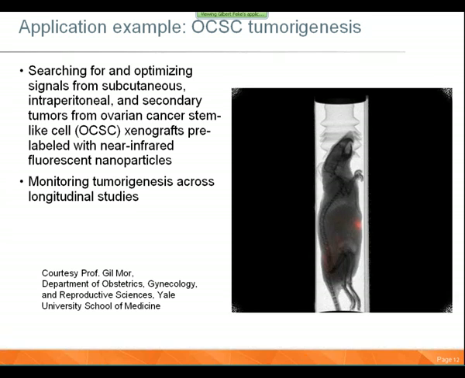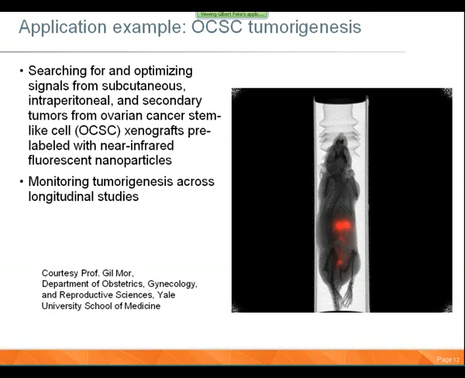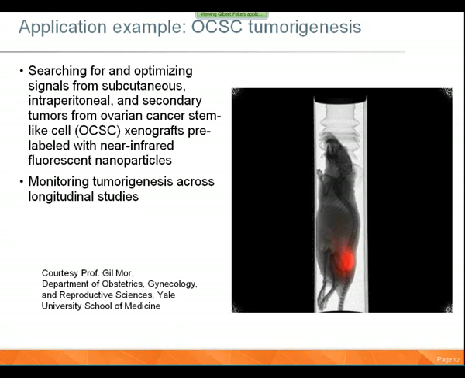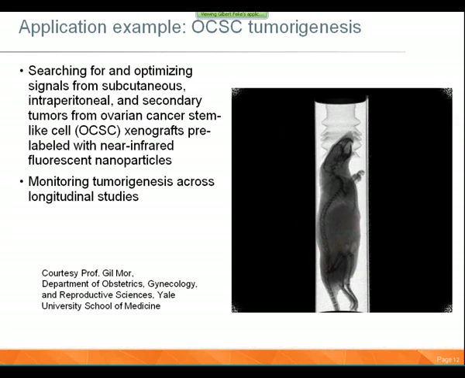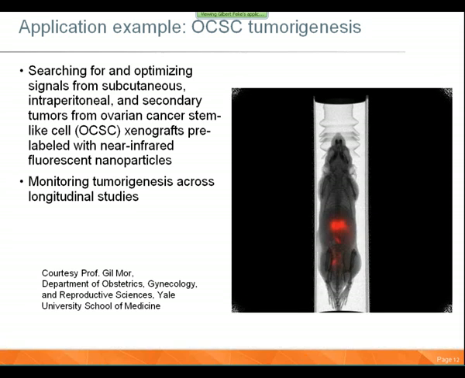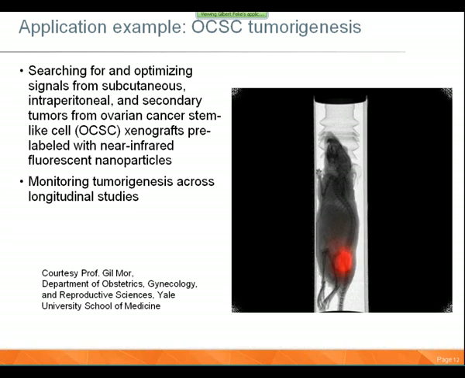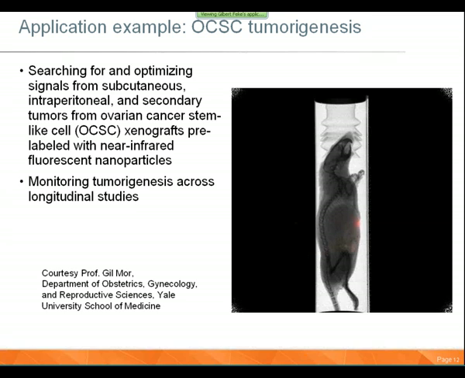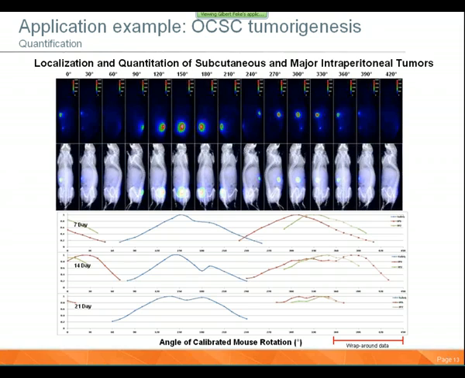Here's one example where the MARS was used in a tumorigenesis application to search and optimize signals from subcutaneous, intraperitoneal, and secondary tumors from ovarian cancer stem-like cell xenografts, which were pre-labeled with near-infrared fluorescent nanoparticles. Tumorigenesis was monitored across longitudinal studies. This slide shows the fluorescence images and corresponding X-ray anatomical overlays over different angles at one time point in a longitudinal study. The graphs at the bottom show the brightness of 3 tumors as a function of angle.